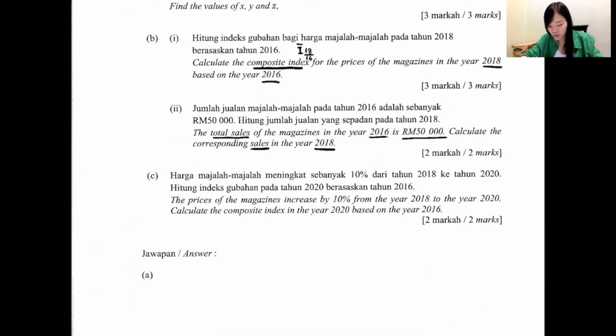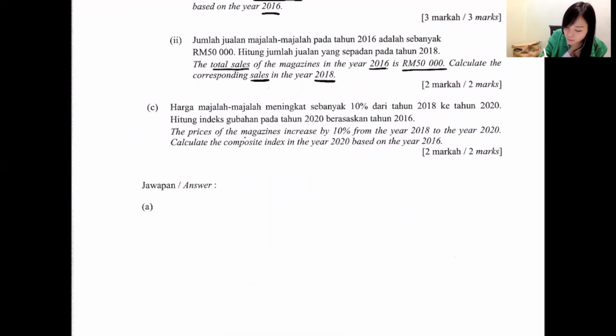See what they say. Let me read together with you. They say the prices of the magazines, my dear, magazines. Do they tell you sport magazines, cook magazines, or fashion magazines? No. So quite obviously it is everyone. So everyone, they say, will increase by 10% from the year 2018 to 2020. Okay, guys, listen to me. Whenever they tell you increase by how many percent, they are trying to give you the price index. So the borderline of the percentage is always 100. Increase by 10%, that means it's 110. If they say decrease by 10%, then it's 90. So it's either you plus or you minus. So increase by 10% is 110.